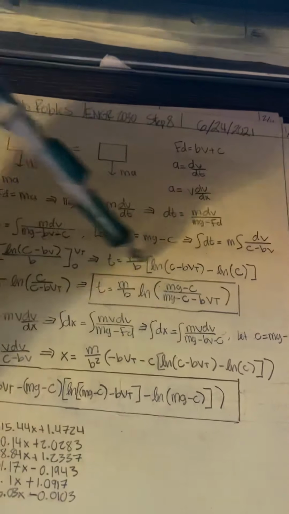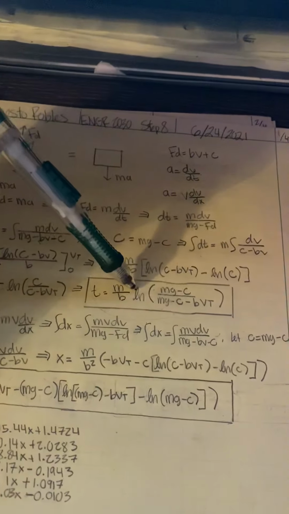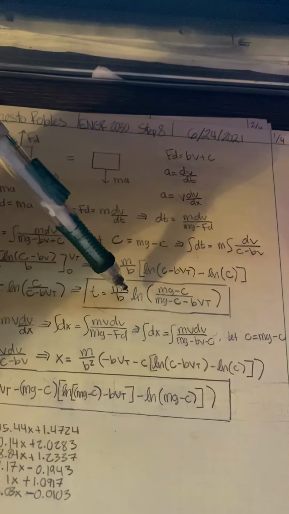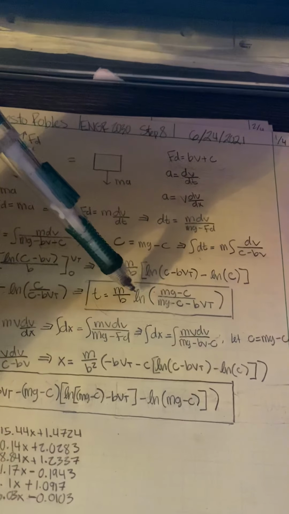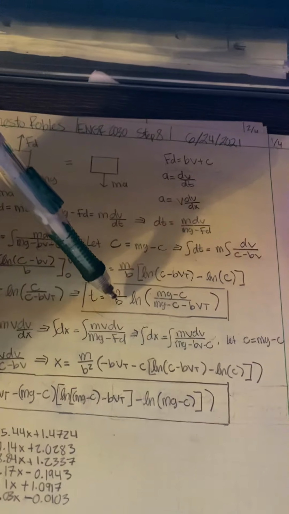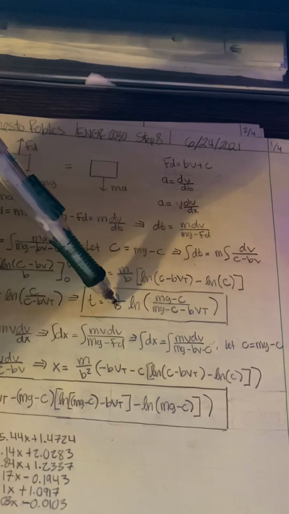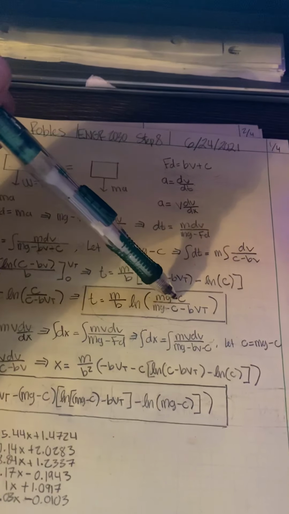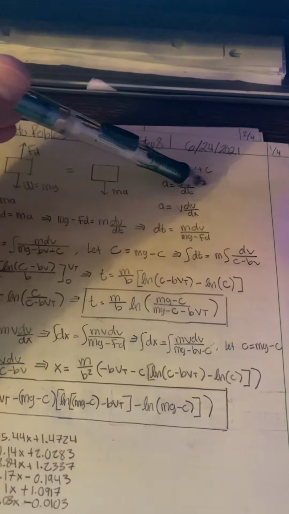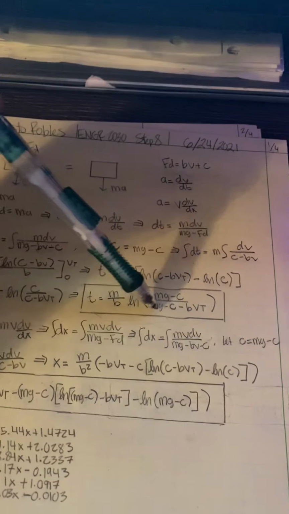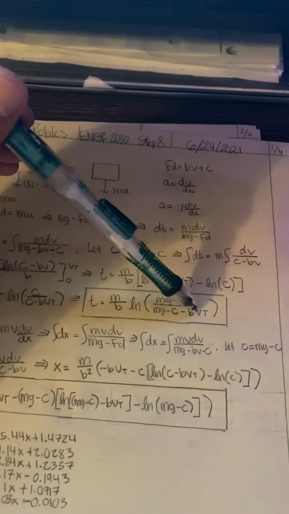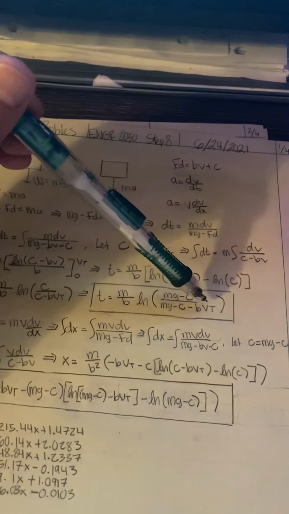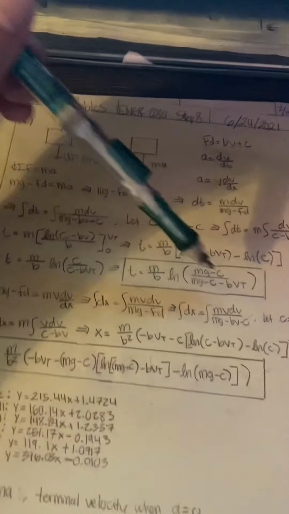So this equation right here will be the equation we will use to find the time. M is mass over B. B is part of the linear equation, and then mass times gravity minus C. C is also part of the linear equation. And then VT is the terminal velocity.